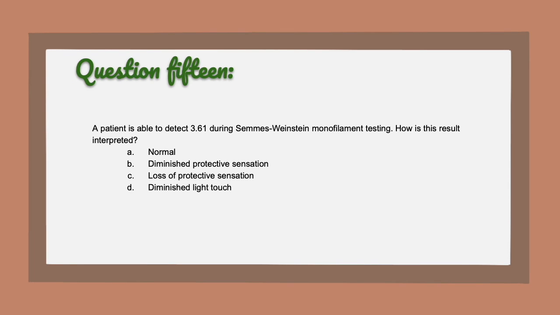For question 15, woohoo, you made it. The answer is D. Diminished light touch is that response that correlates with 3.61 with Semmes-Weinstein testing. If you did not get this question correct, might be good to go back and check your Semmes-Weinstein monofilament values and what the interpretation of the results means.